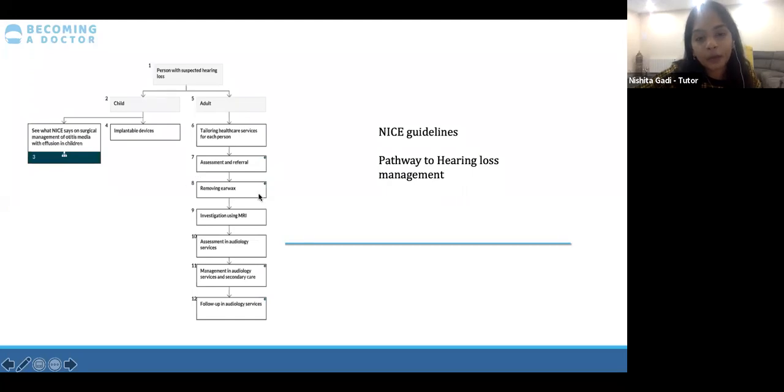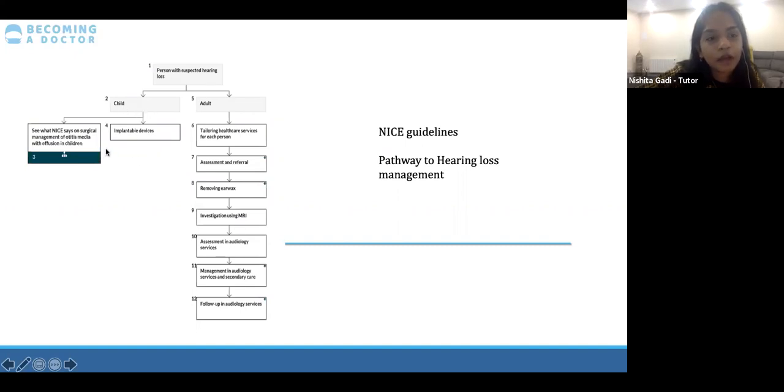Perhaps if it's earwax, you remove the earwax. You can do investigations with an MRI if needed. Assessment in audiology services, management in audiology services and secondary care, and then follow-up in audiology services. So you can see that it's a very multidisciplinary approach. You start with primary care, and you go into secondary care, and there are also audiologists involved, and so many different professions involved.